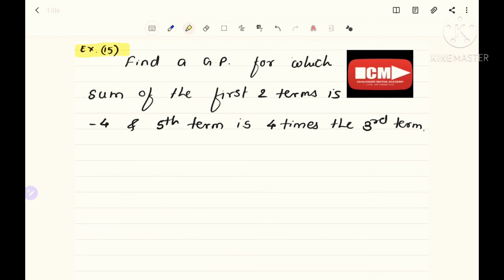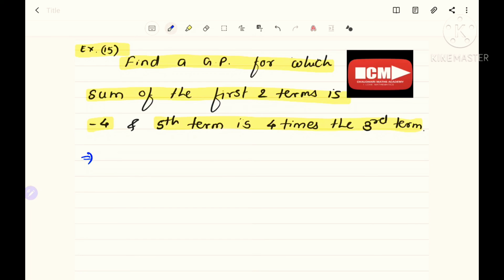Example number 15. Find a GP. This is a very important one. This is the real question that I want to explain to you. This is something different from the previous two. Find a GP for which the sum of the first two terms is minus 4 and the fifth term is 4 times the third term. So this question also belongs to the numbers of a geometric progression.